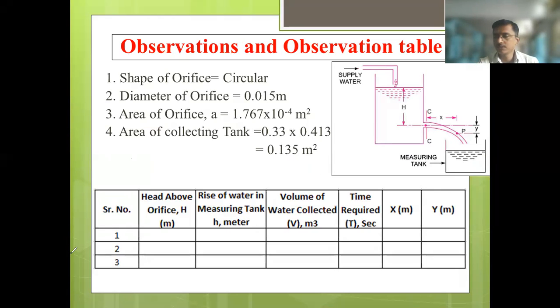Note down the reading in the table. Head 0.150. Second head 0.170. And third 0.200. Rise in water level in the tank, we have kept it fixed, 0.04.